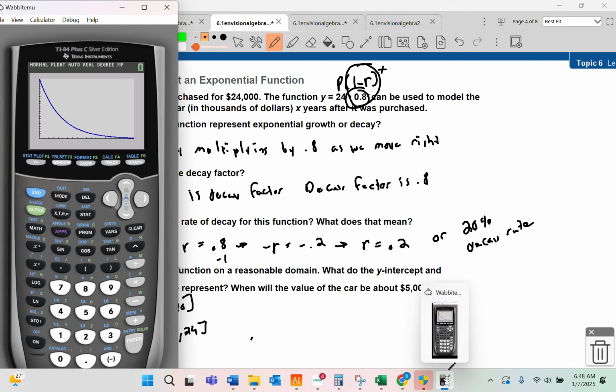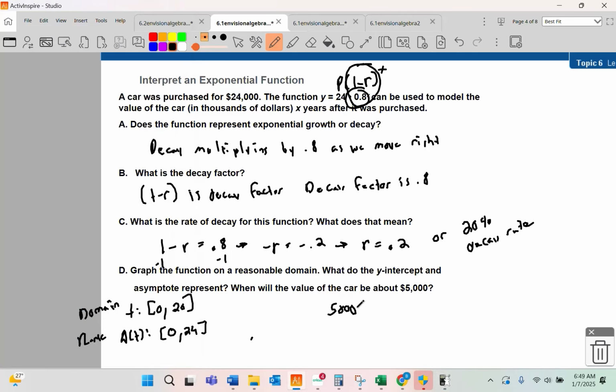There's your graph. Now, when will the value of the car be about 5,000? So let's think about what we'd be doing on paper. We would say that 5,000 is equal to 24 times 0.8 to the x. And now we're not doing this by hand yet because you don't have the ability to do it by hand yet.